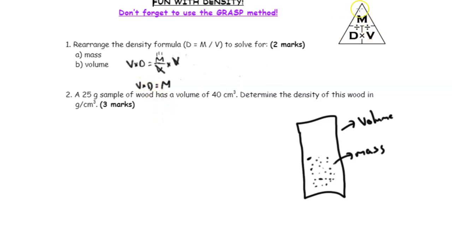Now this is a trick I showed to grade 9s, only to grade 9s because it only works with very simple equations like this. I don't do this in grade 11 or 12. But this is our density triangle. If you want to solve for mass, you can cover up mass with your thumb and look at what you have left: density times volume. If you wanted to solve for density, cover up density, and what do you have? Mass divided by volume.